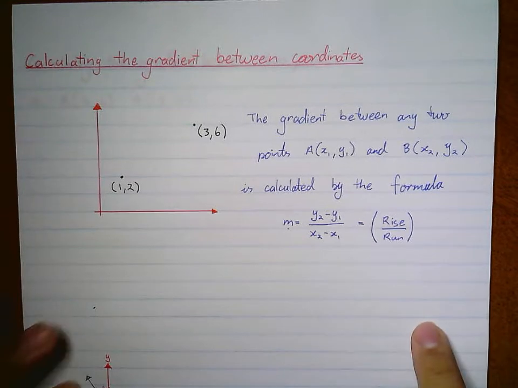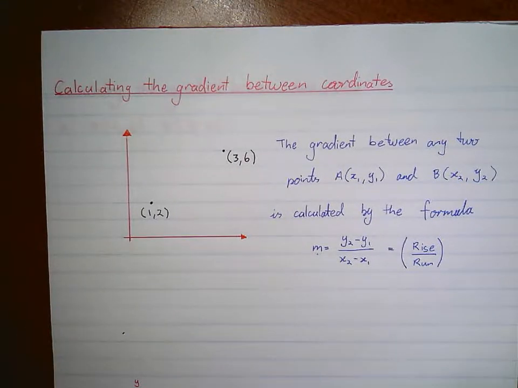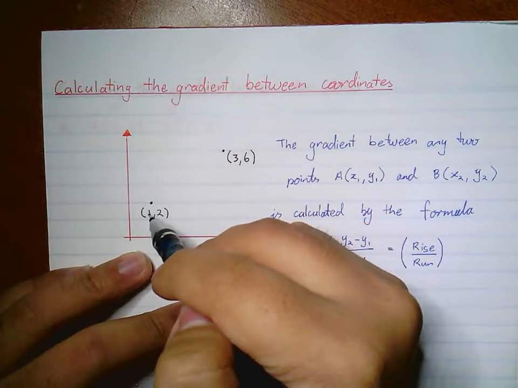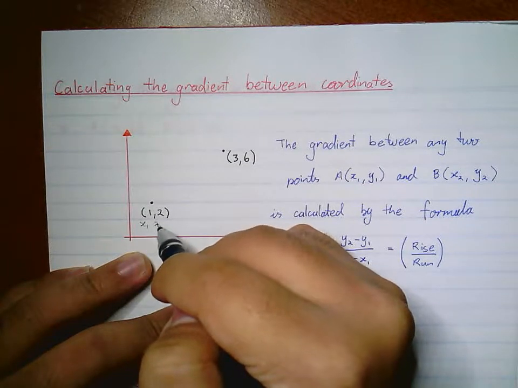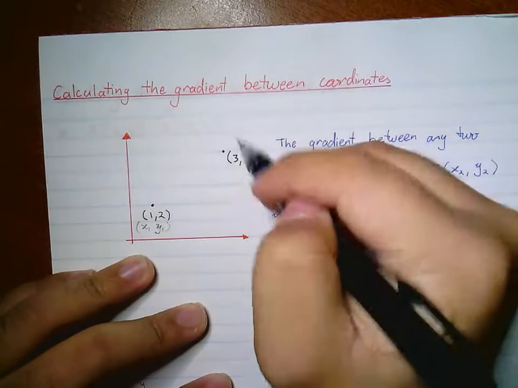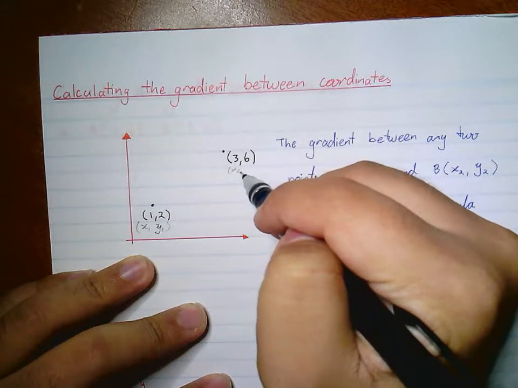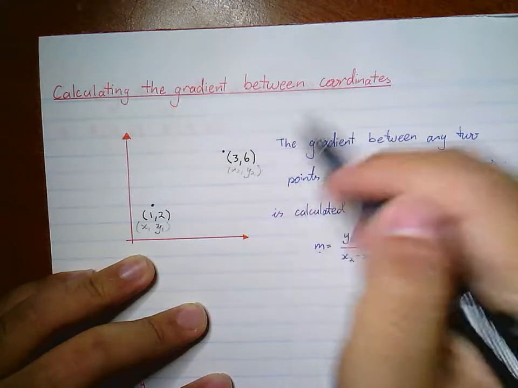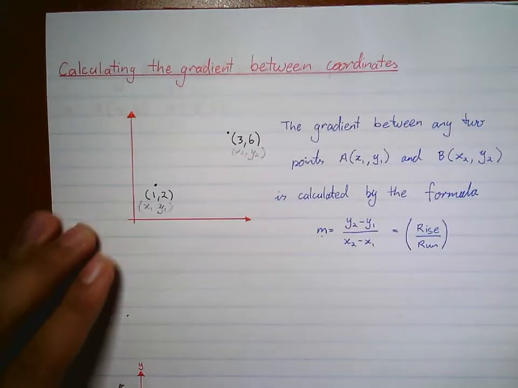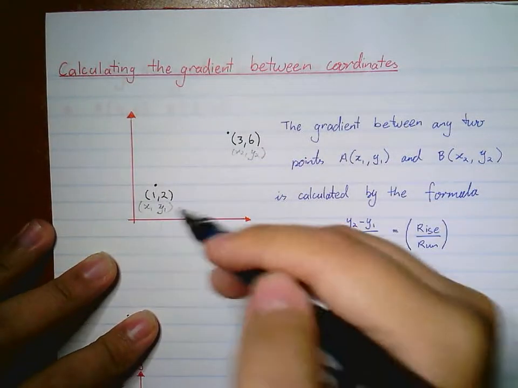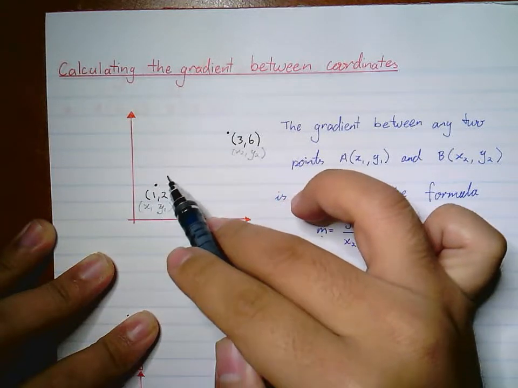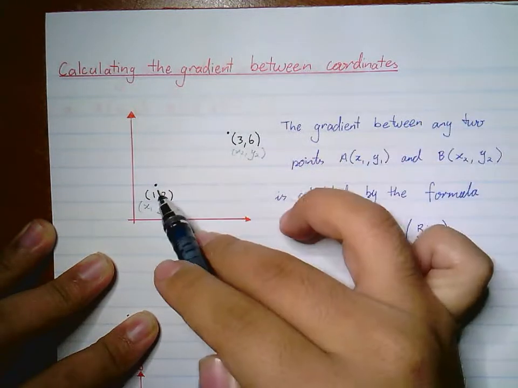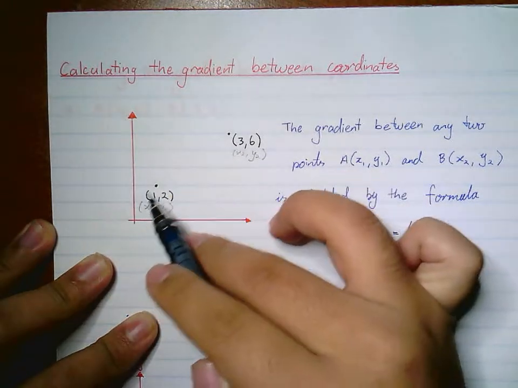So let's just demonstrate that here. We'll do that by first labeling our points. I always go from left to right. Here's x1, and here's y1, and here's x2, and that's y2. We can calculate the gradient of this line, because the gradient is actually determining the gradient of the line passing through these points.